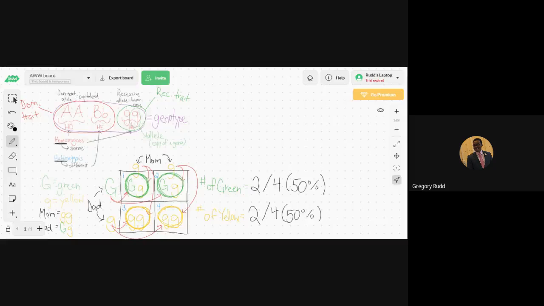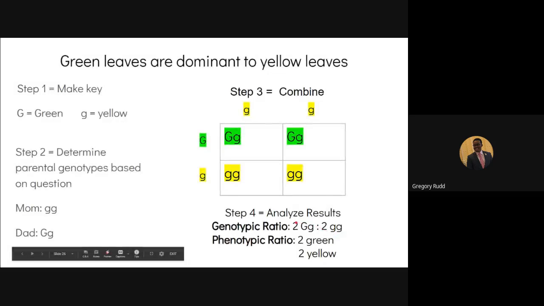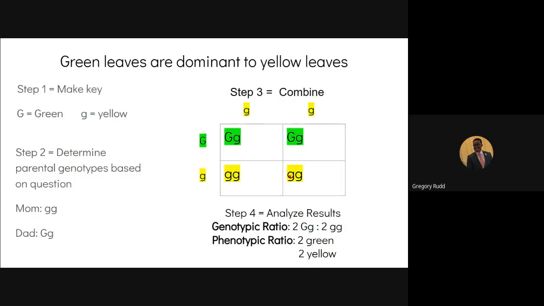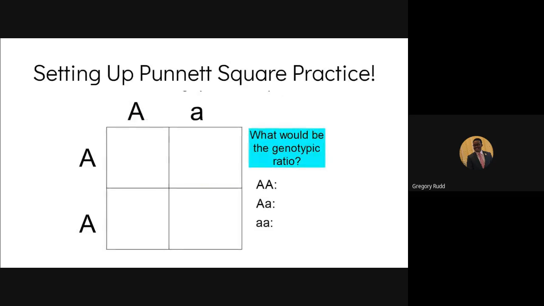So let's come back to the slides. So we ended up with the right results. 2 green and 2 yellow. That's the phenotypic ratio. The genotypic ratio means we have 2 heterozygous offspring and 2 homozygous recessive offspring. Okay, we're not going to worry about this right now. Let's focus on this.